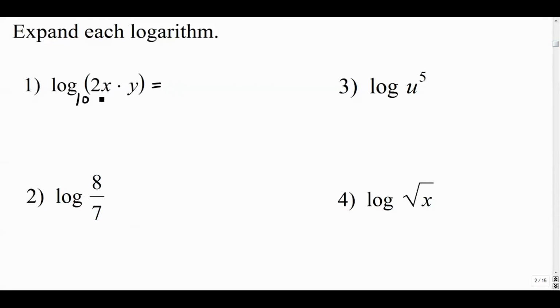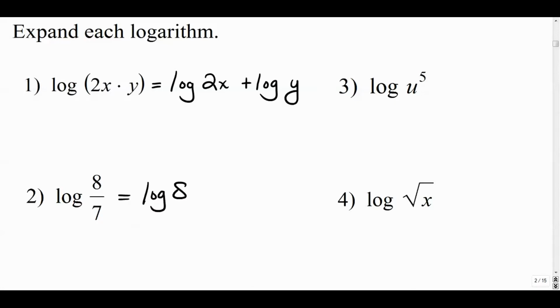So here we have a base of 10. As I mentioned in part 1, if the log base is not written, we assume it to be 10. We don't have to write that base. All we need to do is say if they're multiplied here, they're added here. So log of 2x plus log of y, and we're done. Same deal, there's a base of 10. I don't need to write that though. It's log of 8 minus log of 7. Division goes to subtraction, multiplication goes to addition.